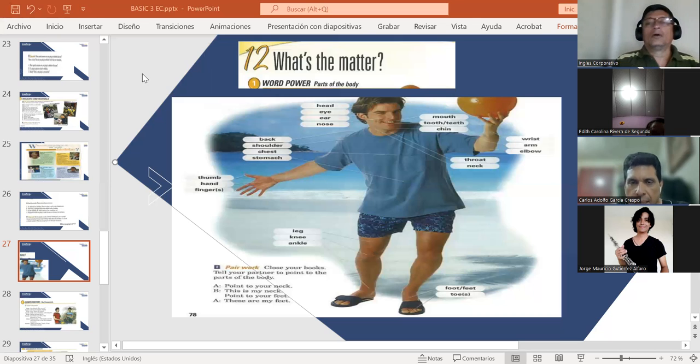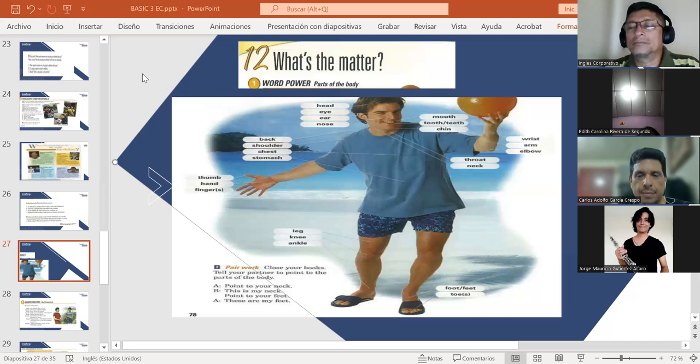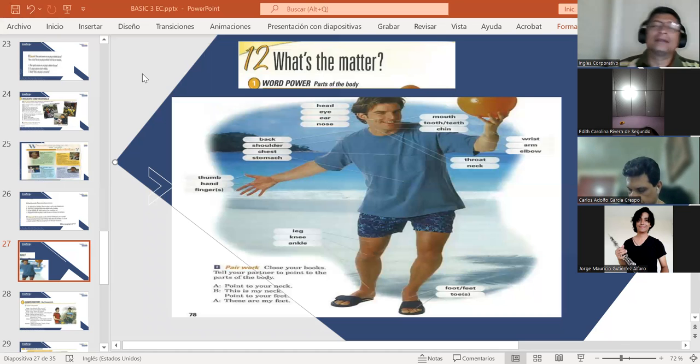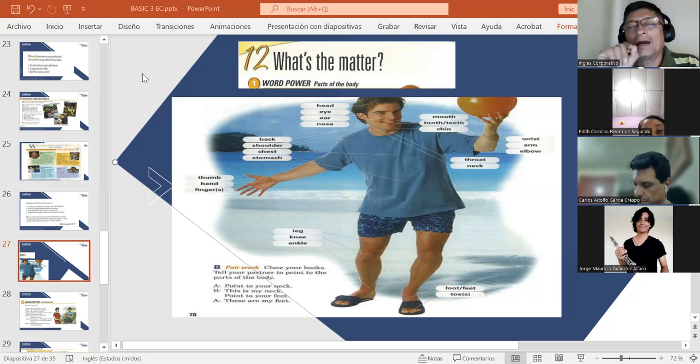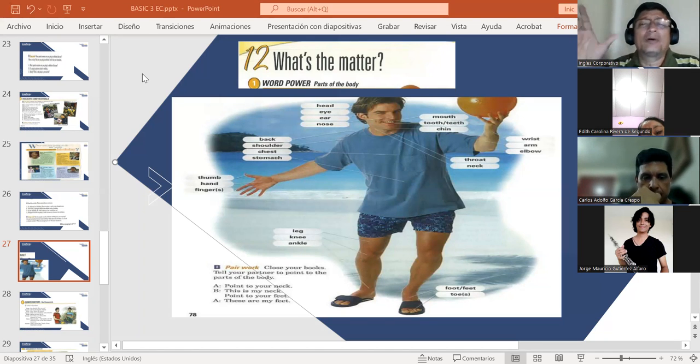All right, so today we're going to start a new unit. Its name, what's the matter? In other words, what's the problem? And we're going to study the parts of the body in a general way. Not all the parts of the body, because there are a lot of parts. Only in your face you see a lot of parts. So in general, okay, in general.